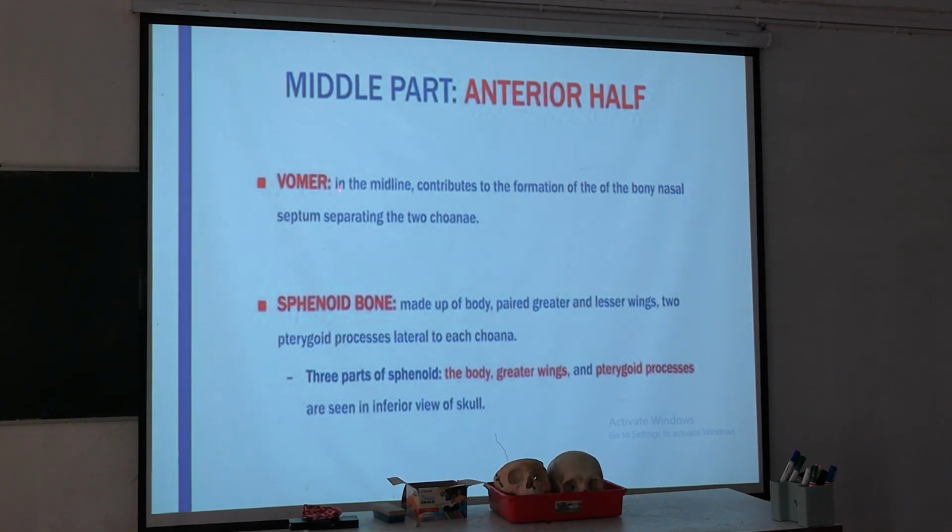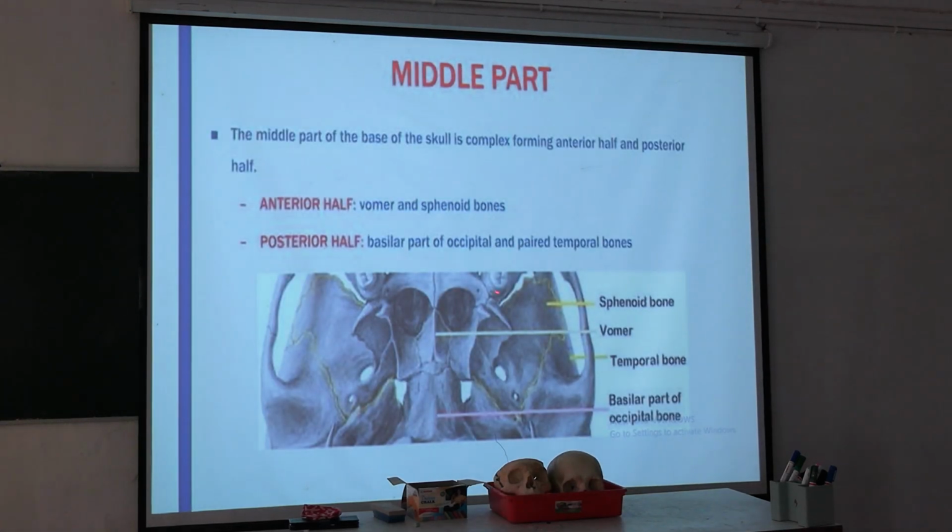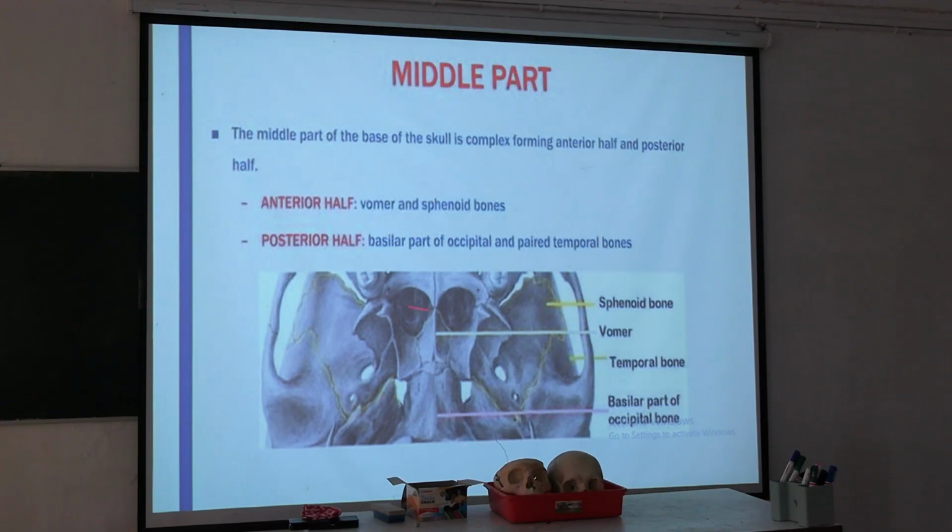So vomer is lying in the midline and contributes to the formation of the bony nasal septum separating the two choana. Choana means these posterior nasal openings. These are known as choana.